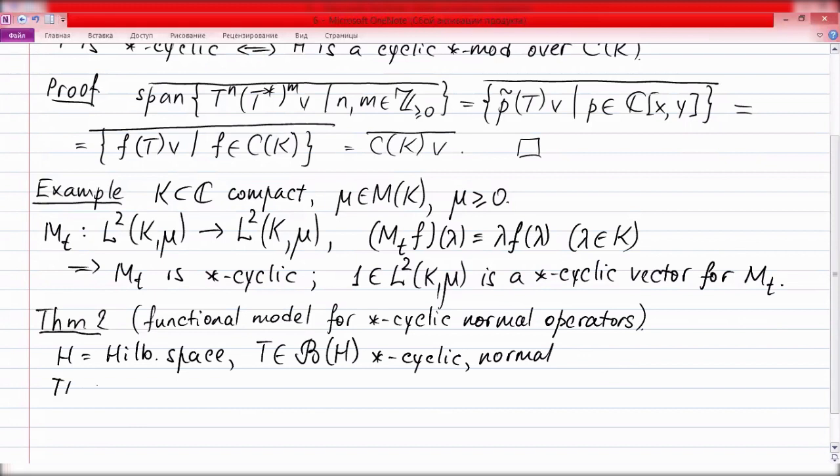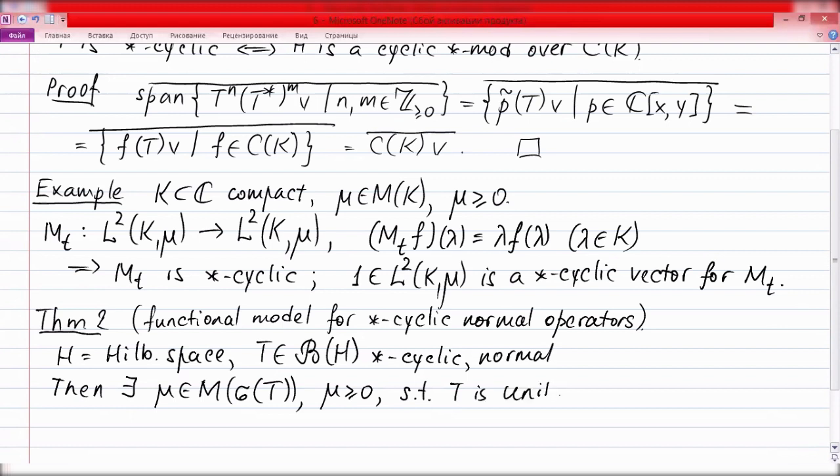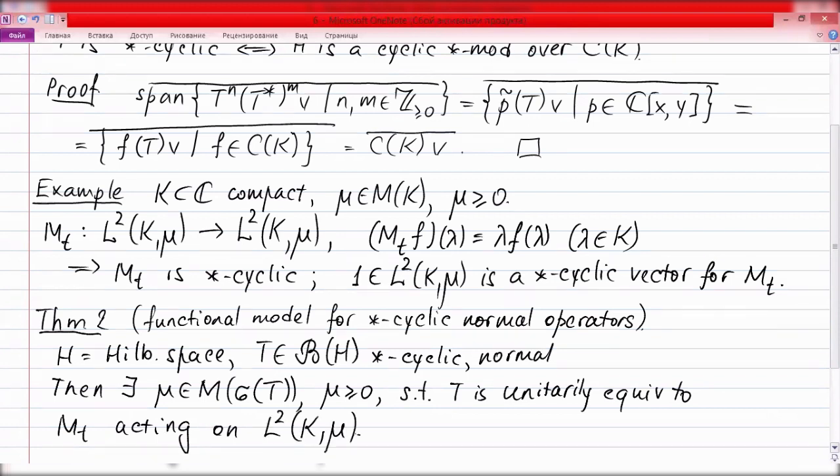Then there exists a positive Radon measure mu on the spectrum of T such that T is unitarily equivalent to the operator M_T acting on the respective L2 space. So in other words, the previous example describes all star cyclic normal operators up to unitary equivalence.